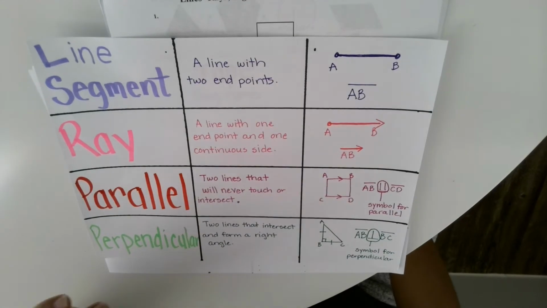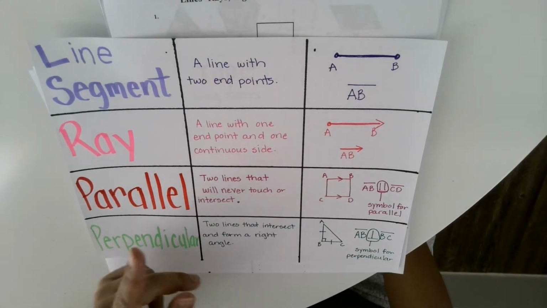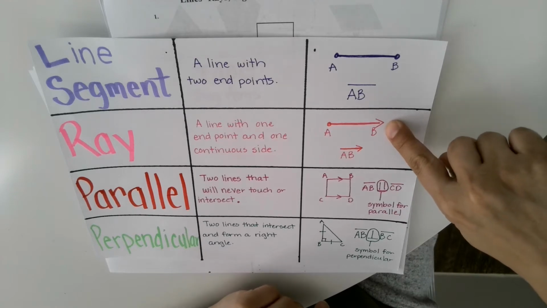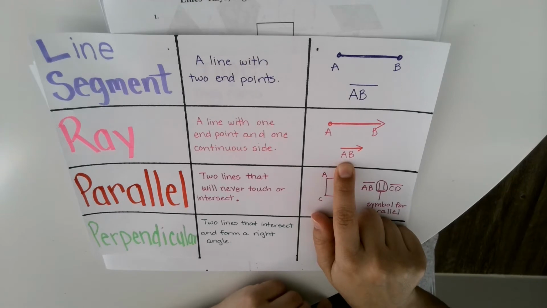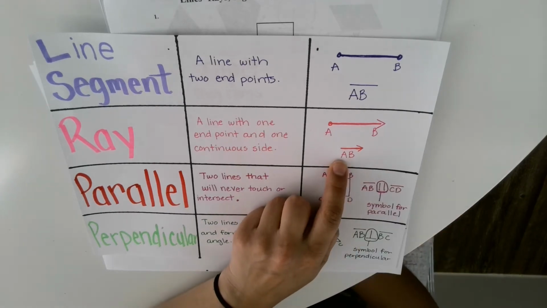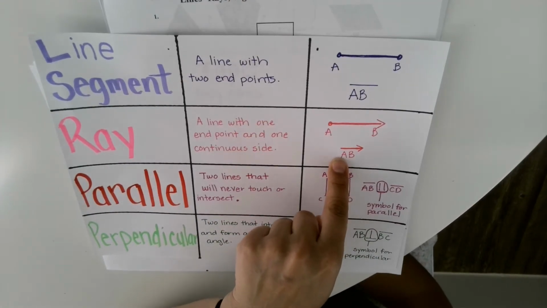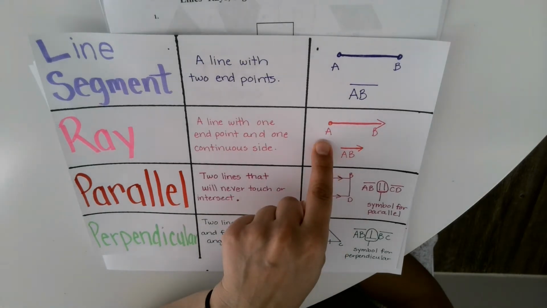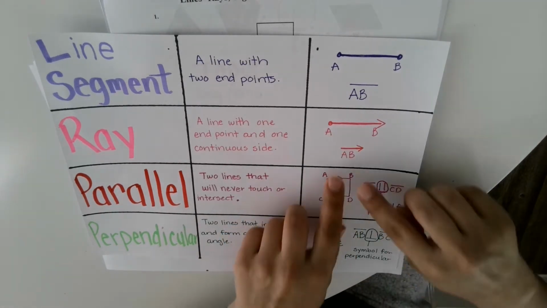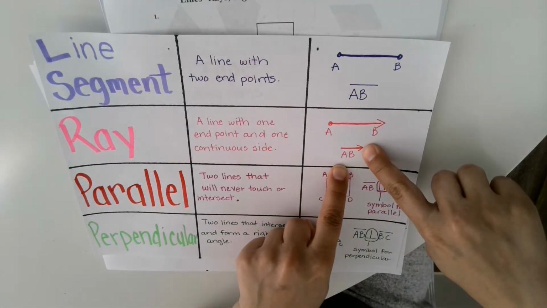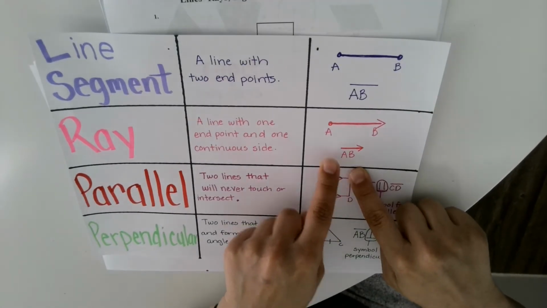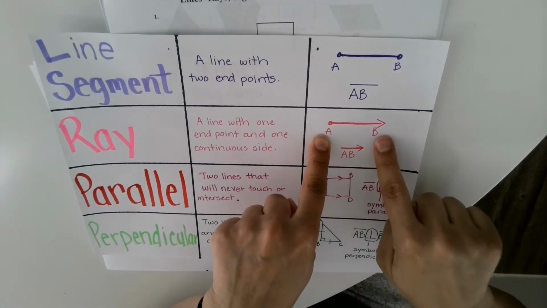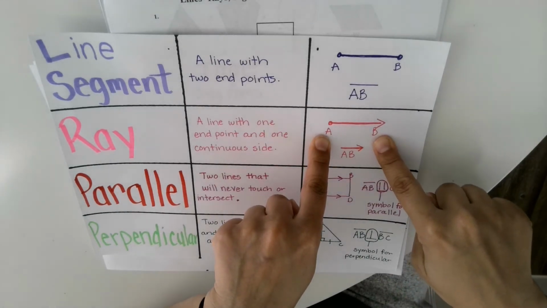With a ray, remember it's still a line, except we only have one endpoint now, and the other side has an arrow because it is continuous. The symbol looks like this, the line with the arrow over your 2 points. Whichever point comes first is the side with the endpoint. If you had put a B here, it wouldn't be right because in our symbol, the B is on the continuous side. So make sure you don't get those confused. The A is where our endpoint is, the B shows where our continuous side is.